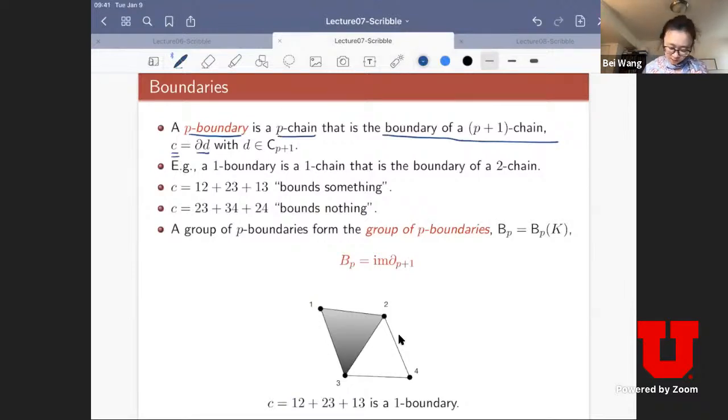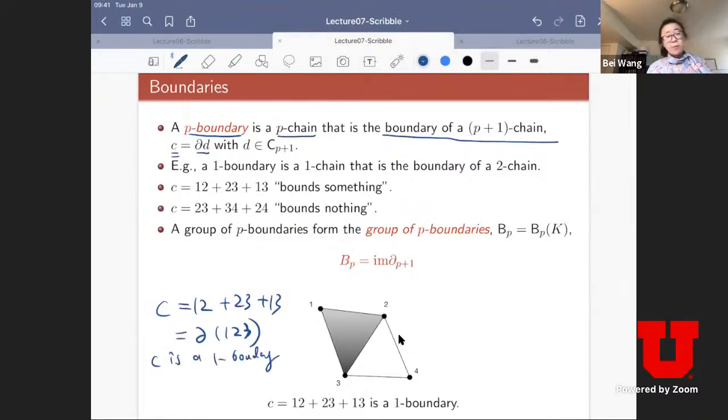So if I have a chain, in this case, if my chain is equal to 1, 2 plus 2, 3 plus 1, 3, I say this is a boundary of a 2 chain, right? This is a 1 chain, but I say this is a boundary of a 2 chain because this is equal to the boundary of the triangle 1, 2, 3, right? We know the boundary of a triangle 1, 2, 3 is 1, 2 plus 2, 3 plus 1, 3. So this is a boundary of this triangle. So it's a P boundary. So in this case, it's a 1 boundary. Okay, so C is a 1 boundary. When I say it's a boundary, it just means it bounds something. It bounds this triangle.